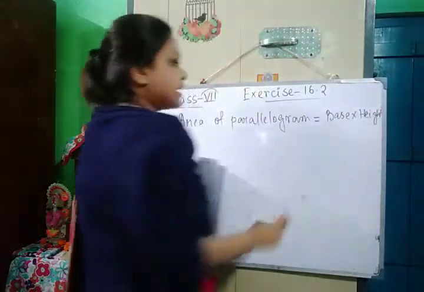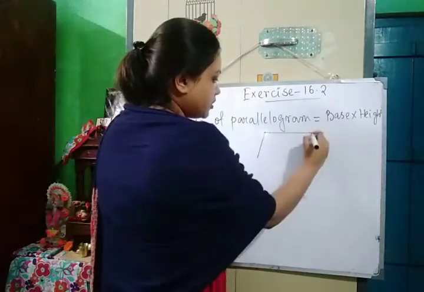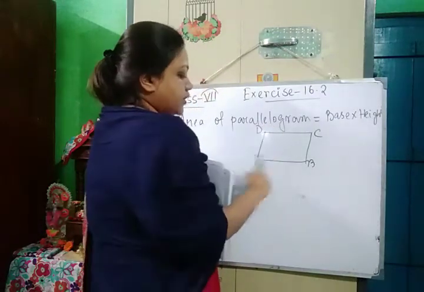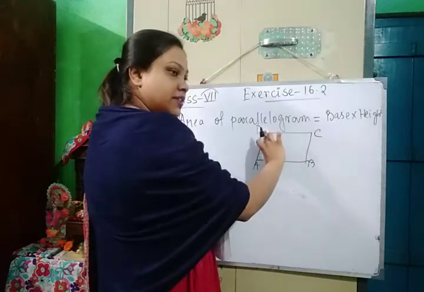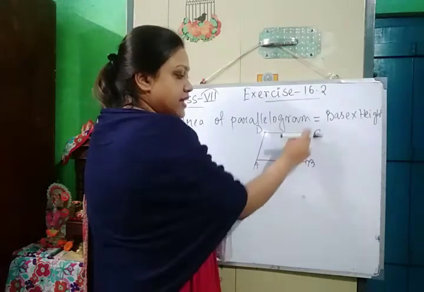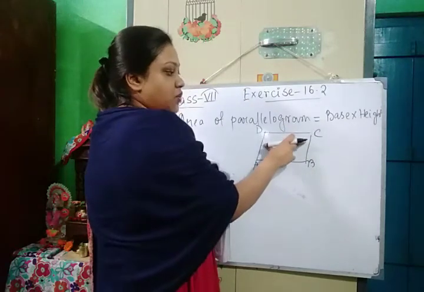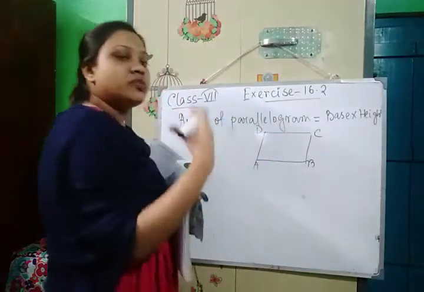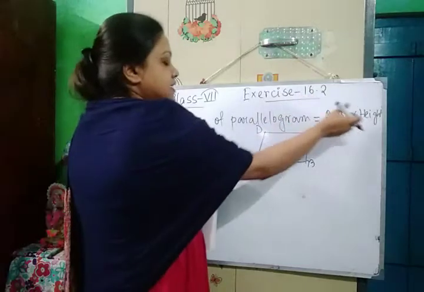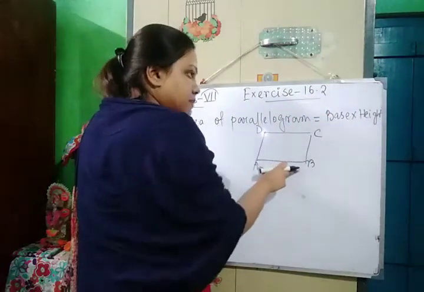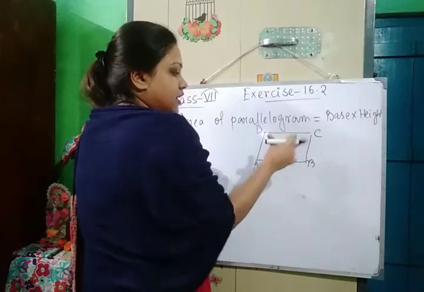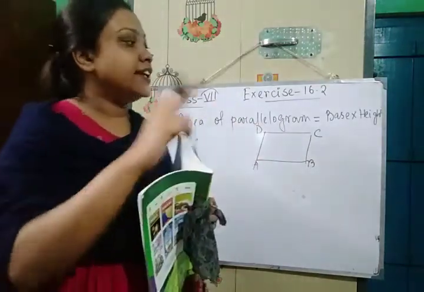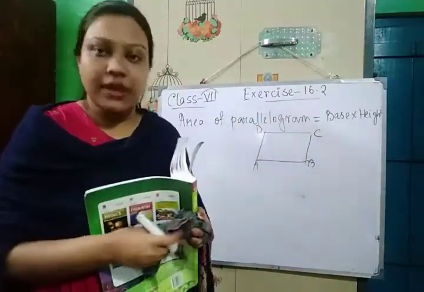Okay. The base can be changed. Suppose this is a parallelogram A, B, C, D. When you are taking AB as the base, the height will be this much. And when you are taking CB as the base, the height will be this much. So when you change the base, the corresponding height will also be changed. So, corresponding height into base equals the area of the parallelogram.